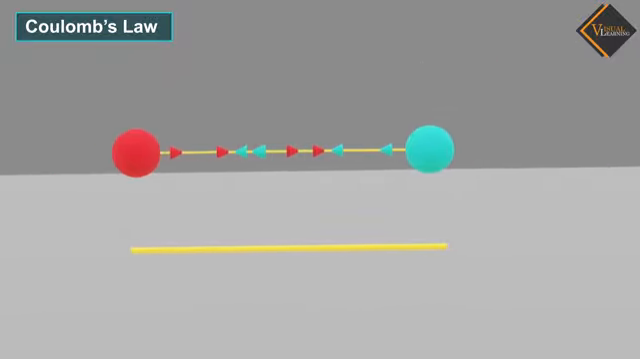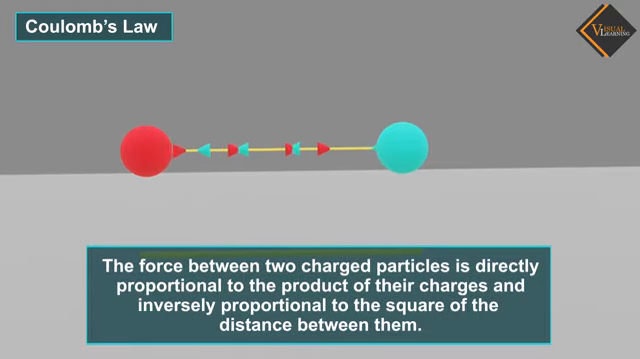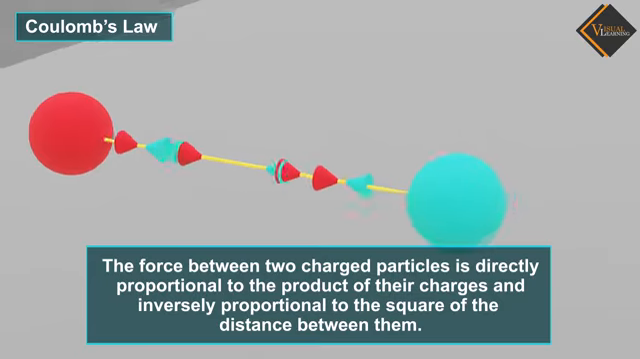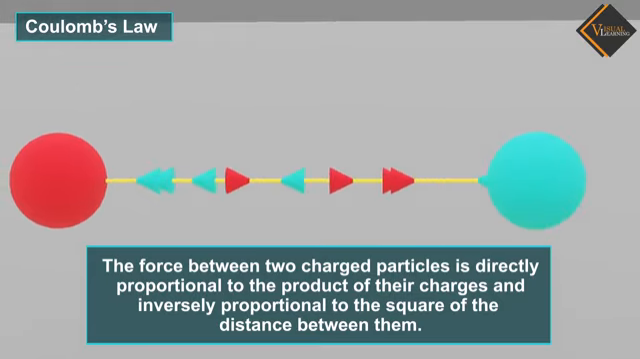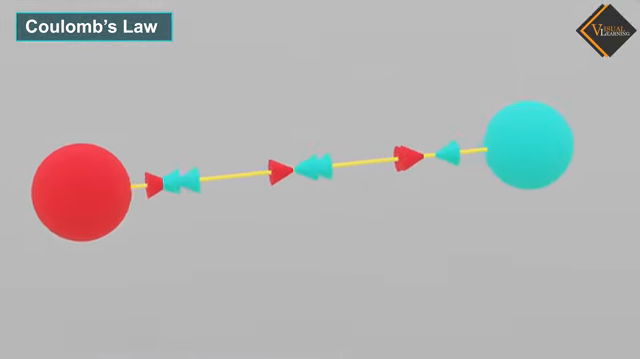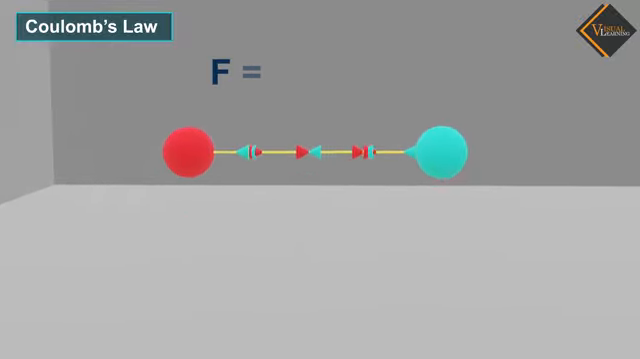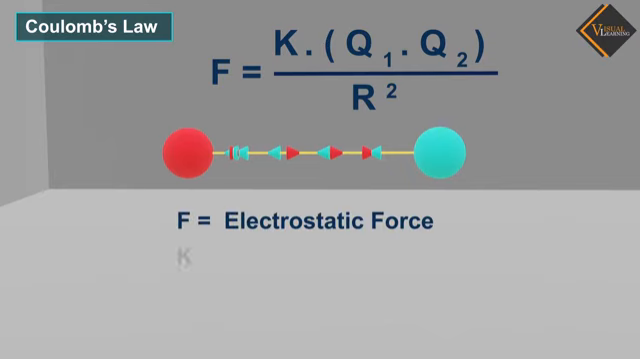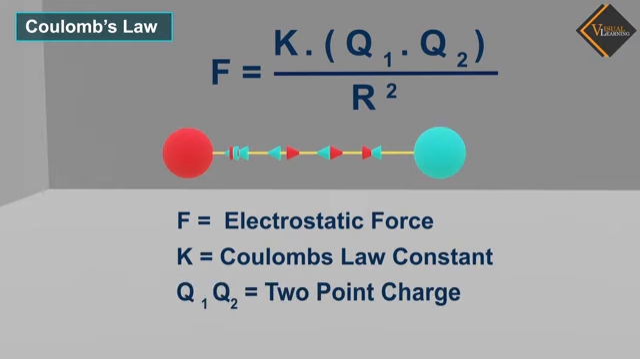Coulomb's law can be defined as follows. The force between two charged particles is directly proportional to the product of their charges and inversely proportional to the square of the distance between them. This can be represented as F = K Q1 Q2 / R², where F is the electrostatic force, K is Coulomb's law constant, Q1 and Q2 are the charges, and R is the distance.